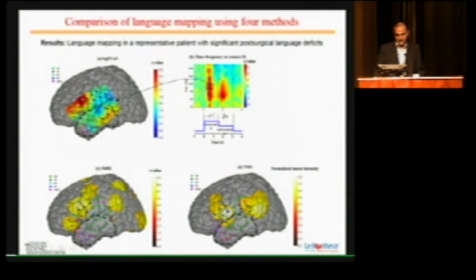So this is for high gamma ECoG, this is for fMRI, and this subplot is for TMS. And this is the language mapping of one patient who had the surgery, and after the surgery, he had a language deficit. So this is the area of the resection in this patient.